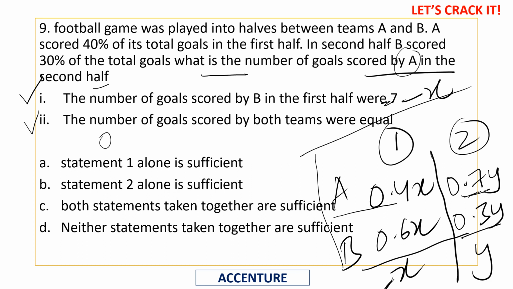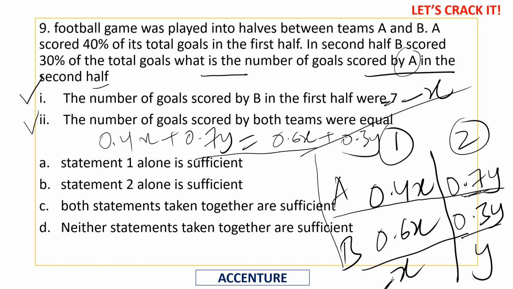Like total number of goals scored by A will be 0.4X plus 0.7Y equals 0.6X plus 0.3Y. So we get a linear equation. So there are two variables but only one equation. But in the first statement we got the value of X. So using both statements we can find the answer. Both statements are sufficient to answer the given question.